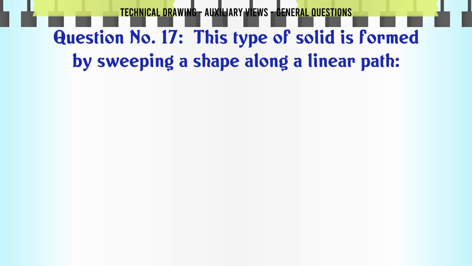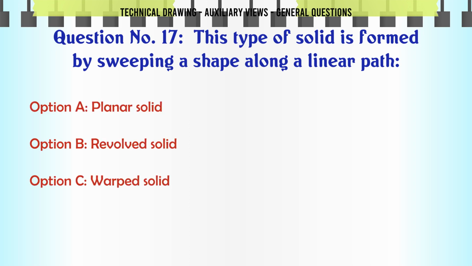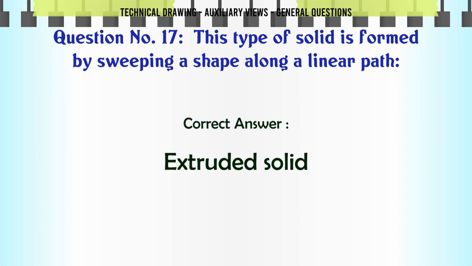This type of solid is formed by sweeping a shape along a linear path. A. Planar solid. B. Revolved solid. C. Warped solid. D. Extruded solid. The correct answer is extruded solid.